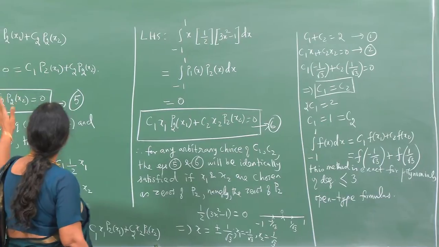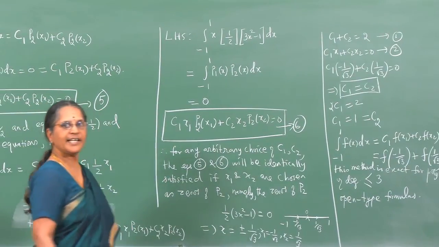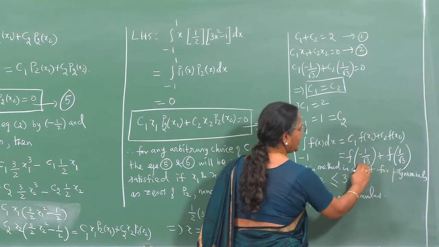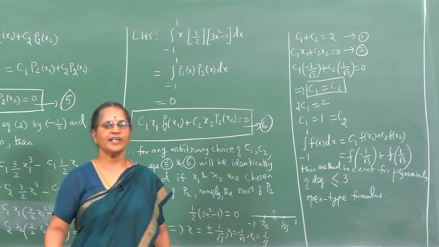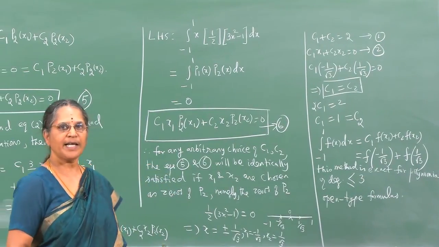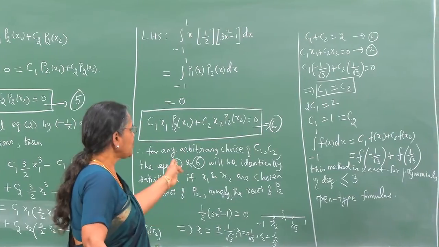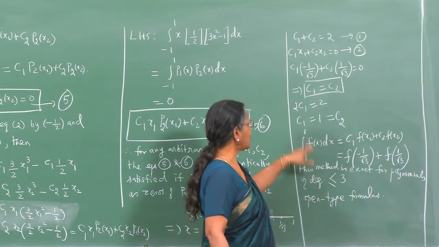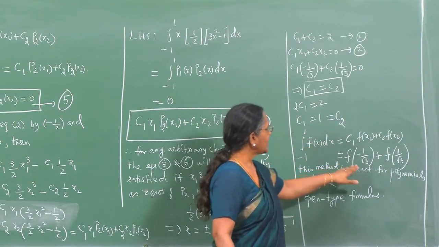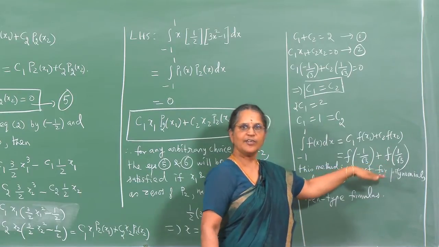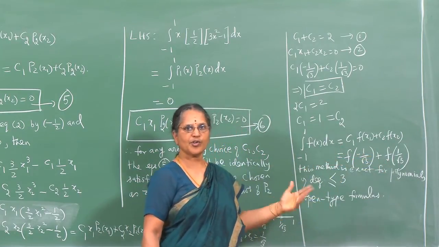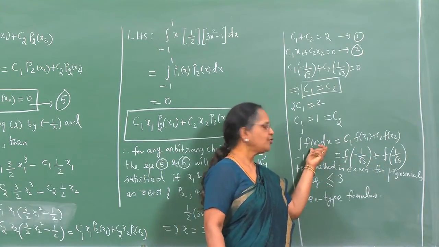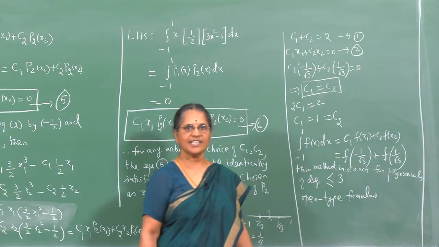So, we have derived the 2-point Gaussian integration method given by this, which requires the knowledge of roots of Legendre's second degree polynomial. Once we know the function which has to be integrated between minus 1 and 1, evaluate this function at these two zeros of P2, or roots of the equation P2 of x is equal to 0, and that will immediately give you the value of this definite integral.